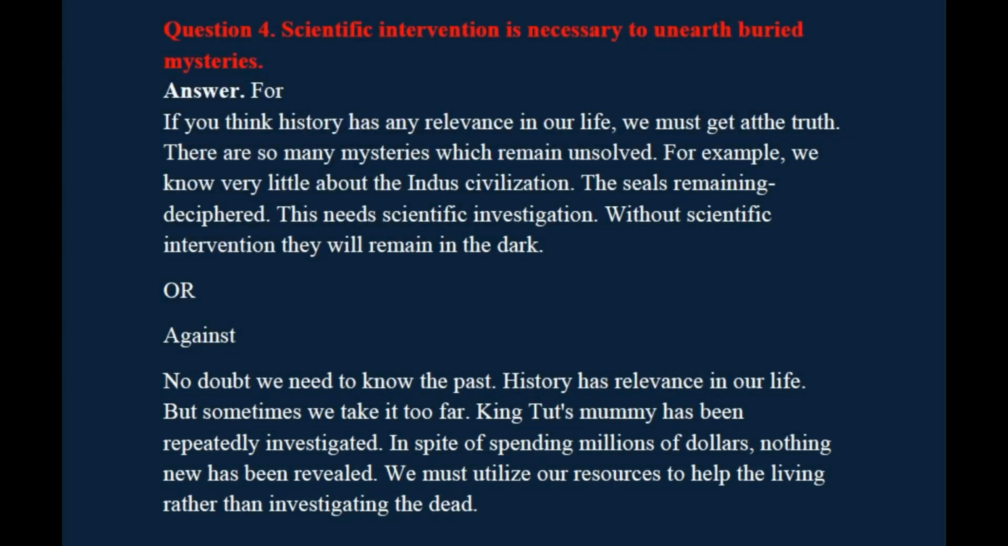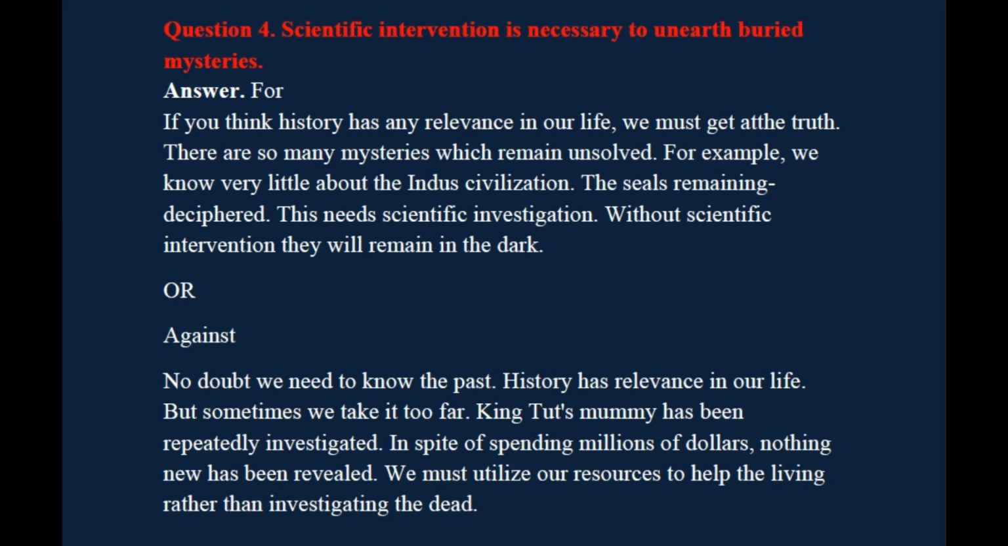Question 4. Scientific intervention is necessary to unearth buried mysteries. Answer. If you think history has any relevance in our life, we must get at the truth. There are so many mysteries which remain unsolved. For example, we know very little about the Indus civilization. The seals remain undeciphered.